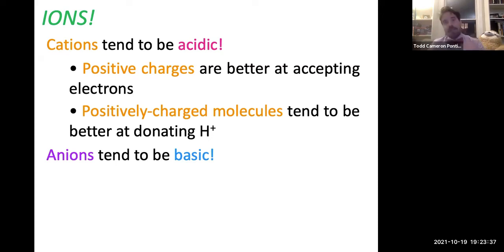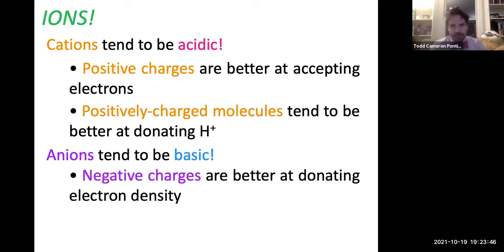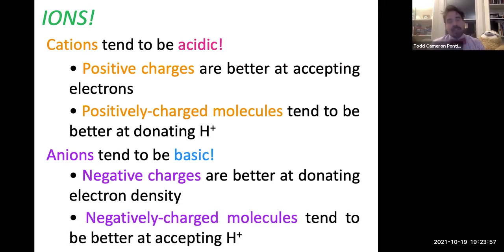Now, on the other hand, when you think of the Lewis base definition, a Lewis base is something that donates electron density. Accordingly, anions tend to be basic. Negative charges are better at donating electron density, which makes sense because if they're negatively charged, they've got electron density on them. Additionally, if they're negatively charged, there's more of a chance that they're going to accept H plus because opposites attract. H plus, negative charge, more of an attraction.